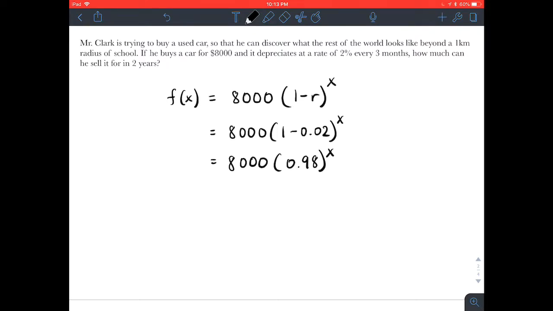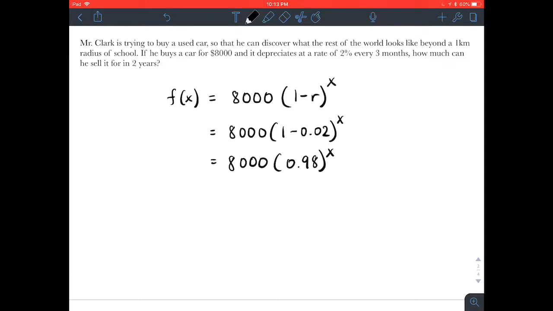So this says that it depreciates at a rate of 2% every 3 months. The question asks, how much can I sell it for in 2 years? So we need to find out how many 3-month periods there are in 2 years. Well, that's fairly straightforward. 3 months goes into a year 4 times. So there are 4 3-month seasons in a year. So in 2 years, you will have had 8 3-month segments.